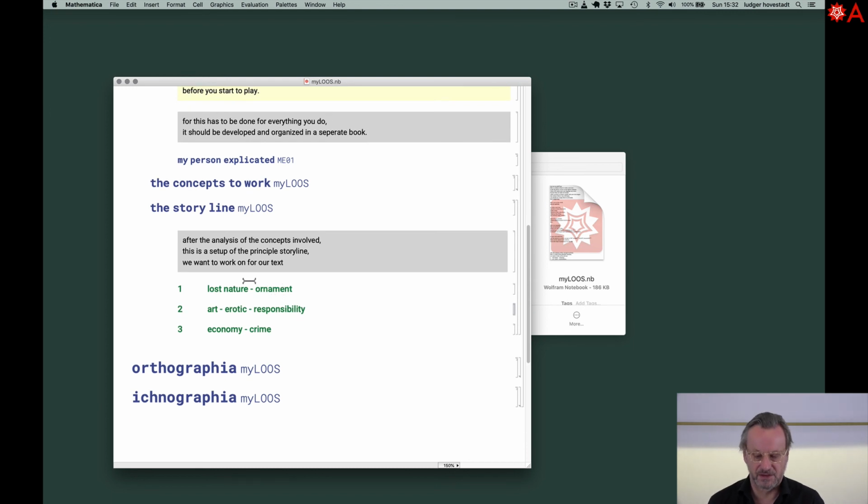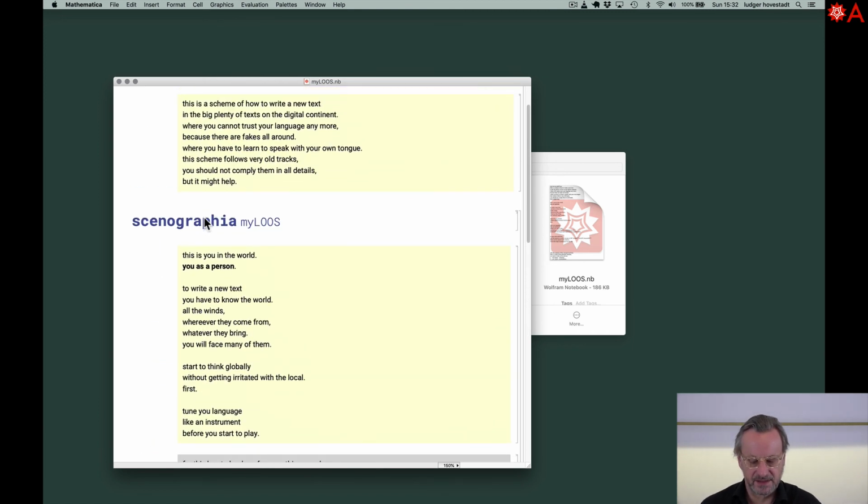And so it gets interesting because of nature and ornament. If you look it up, this is an interesting constellation. You have the very specific concepts and you have the very generic concepts, and then you have the things we want to talk about in detail. But that's scenographia.